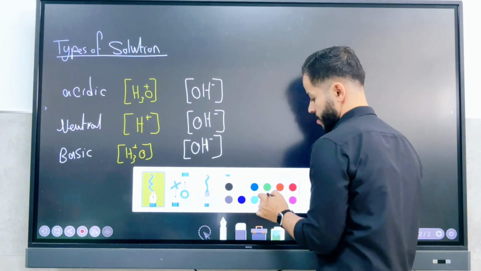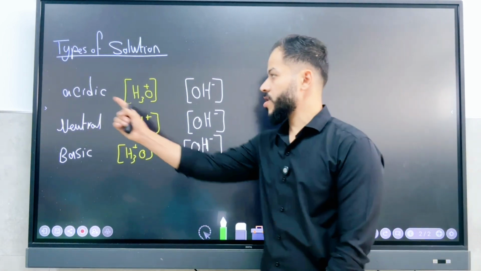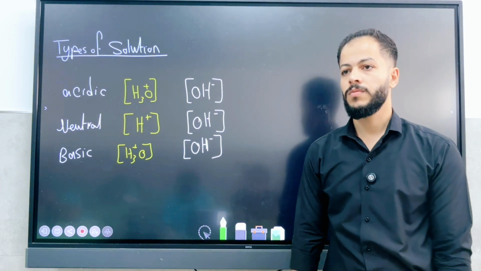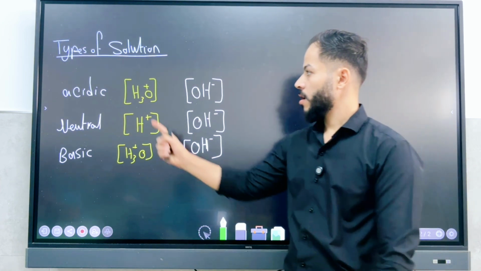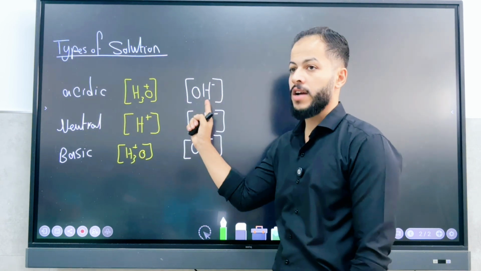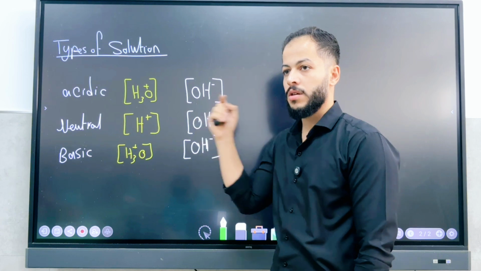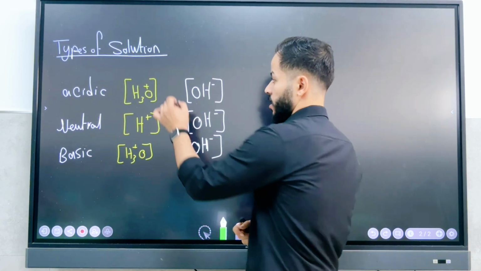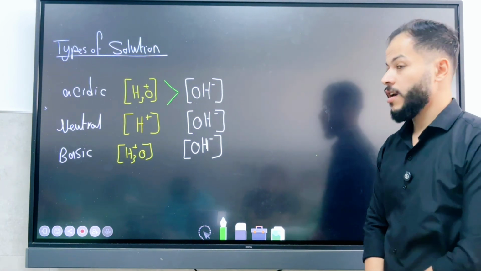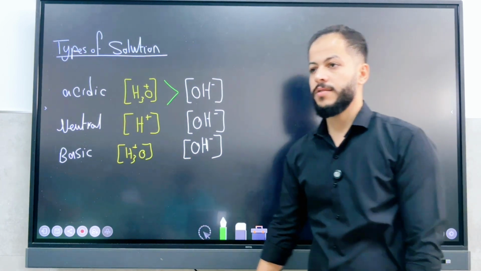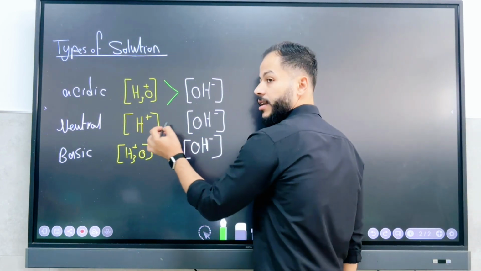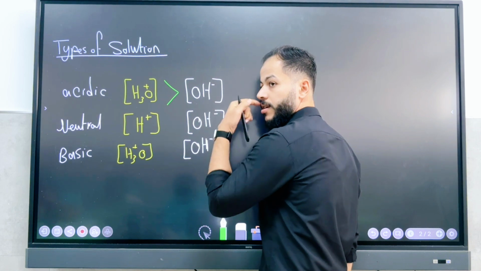Okay, my question here: if the solution is acidic, which one is greater than the other? If the solution is acidic, does this mean the hydronium is greater than the hydroxide or the opposite? Exactly. Hydronium is greater than the hydroxide ion. If it's neutral, what does this mean? Is the hydronium ion equal, or less, or greater? Equal.